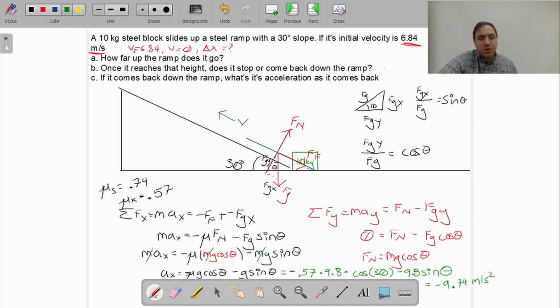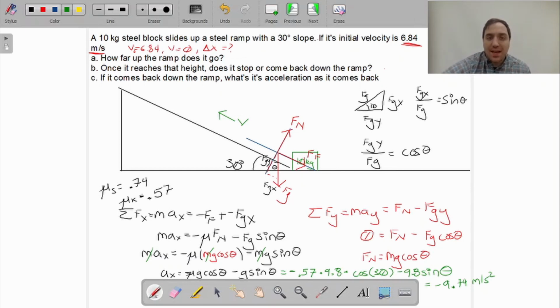At this point, I just went through and plugged in my numbers. Mu is 0.57 because my mu kinetic, since it's sliding, is 0.57. I want to use this one for right now. We'll talk about why we use the 0.74, or when we use the 0.74, in a bit. Times 9.8, which is g, times cosine theta, minus 9.8 sine theta. And there you go. Plug that all in, you get negative 9.74 meters per second squared.